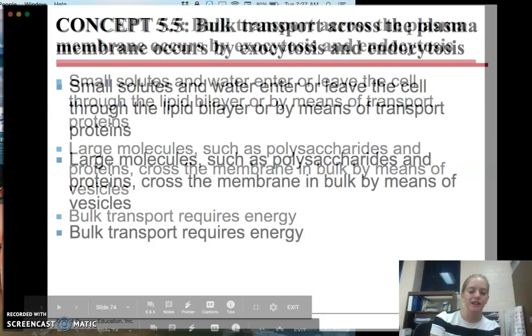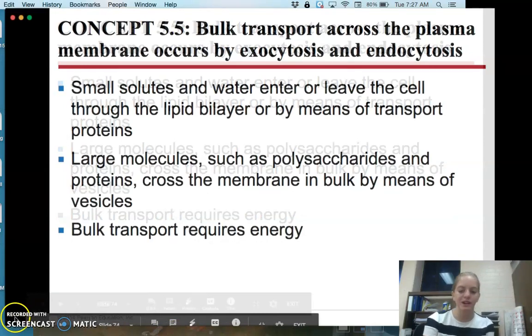And we'll stop there. The last section we have is bulk transport, but that is all for active transport.